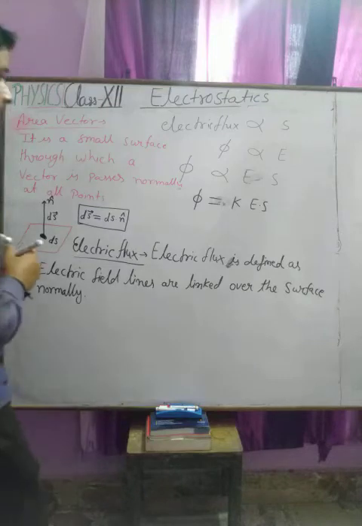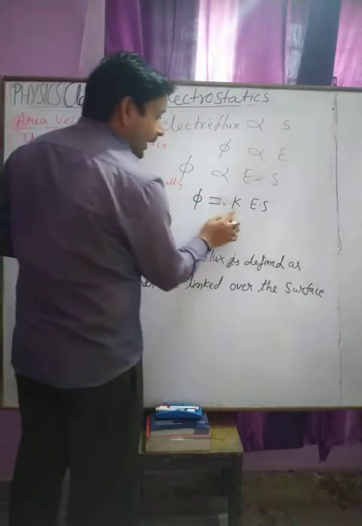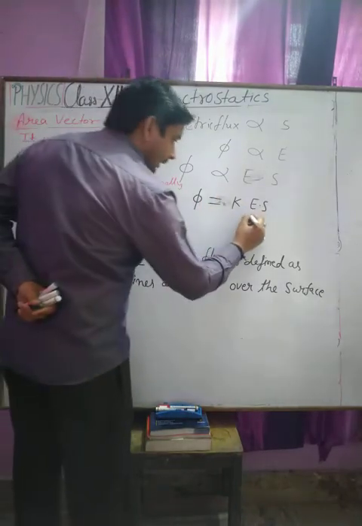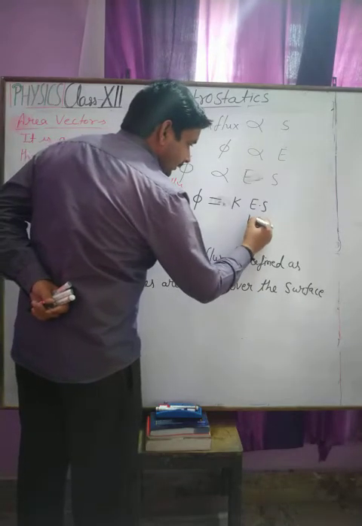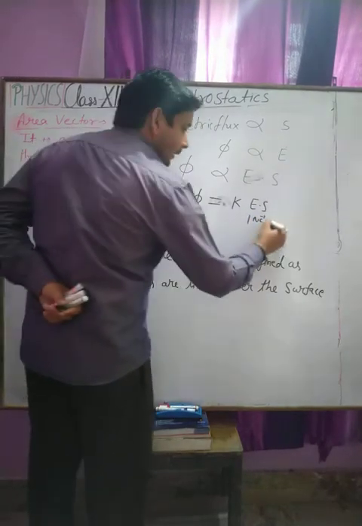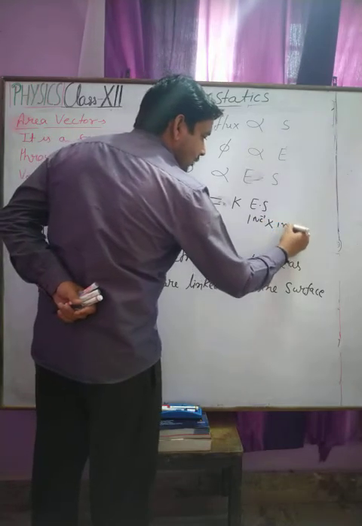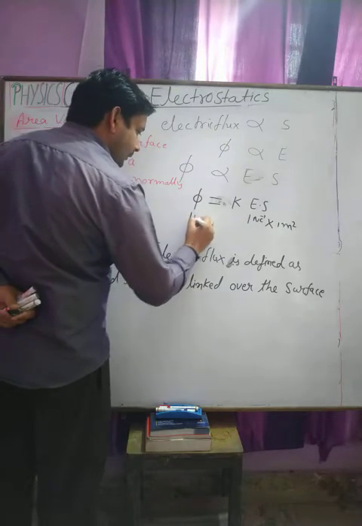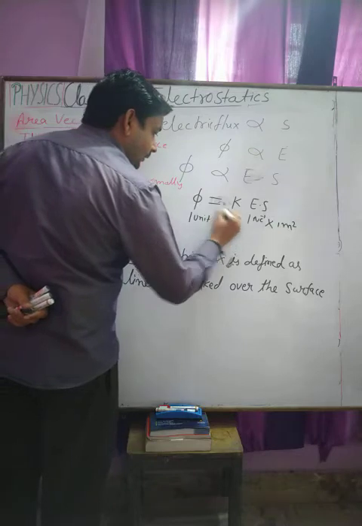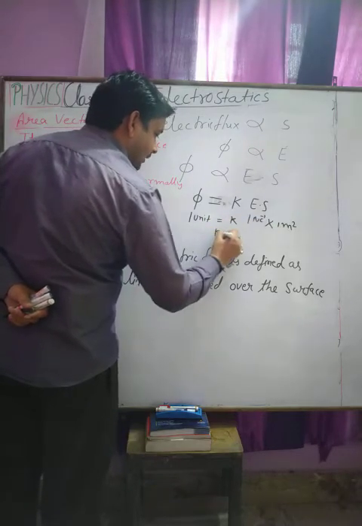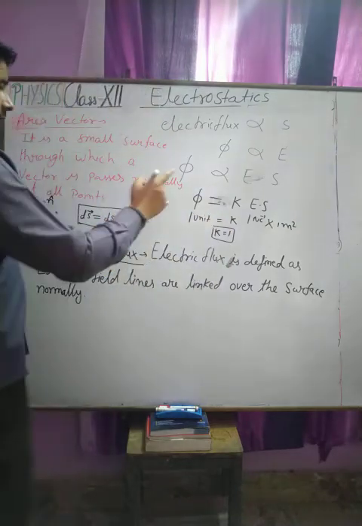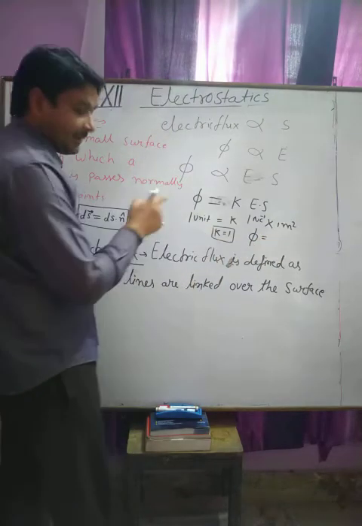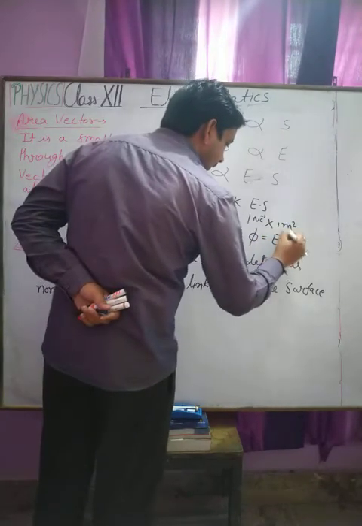Now, for eliminating this K, if the electric field of 1 Newton per coulomb passes through 1 meter square area, then the flux linked with the surface becomes 1 unit, which is equal to K. So this K becomes 1. Then we get the result for phi: the electric flux is equal to E dot S.